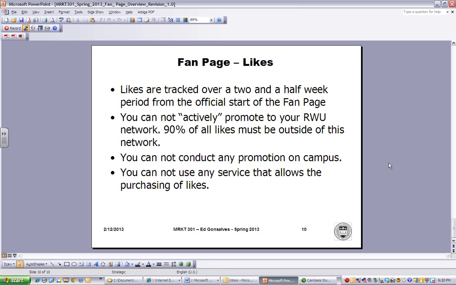You can't conduct any promotion on campus, and you can't use any service. Believe it or not, there are services available that you can use to purchase likes. You can't use those services. You have to avoid them at all costs. Other than that, the rules are sort of open, but this does constrict and determine a little bit more in detail what you can and can't do.